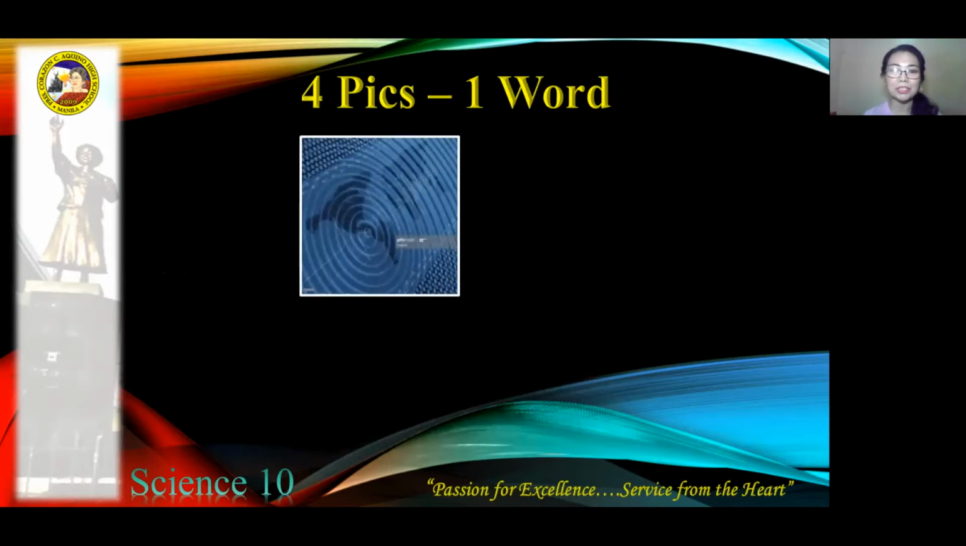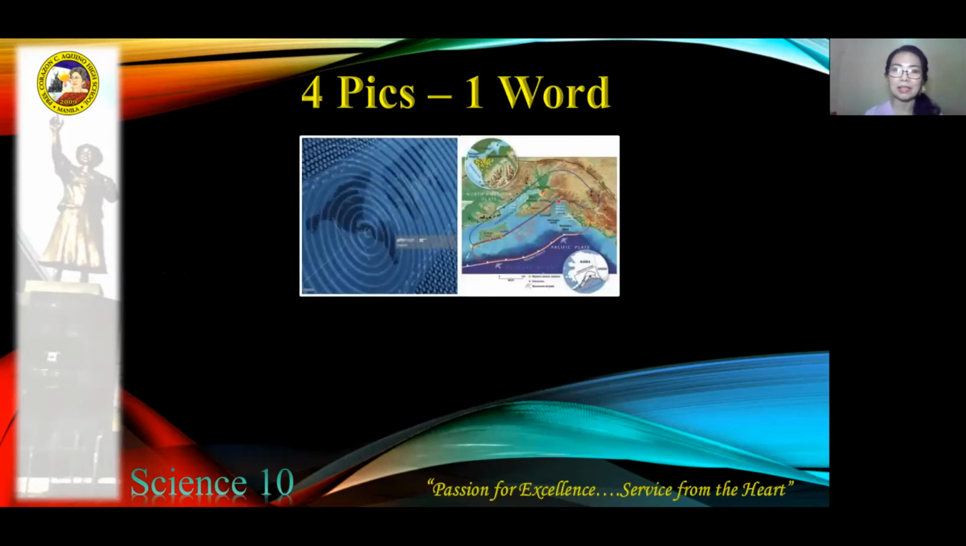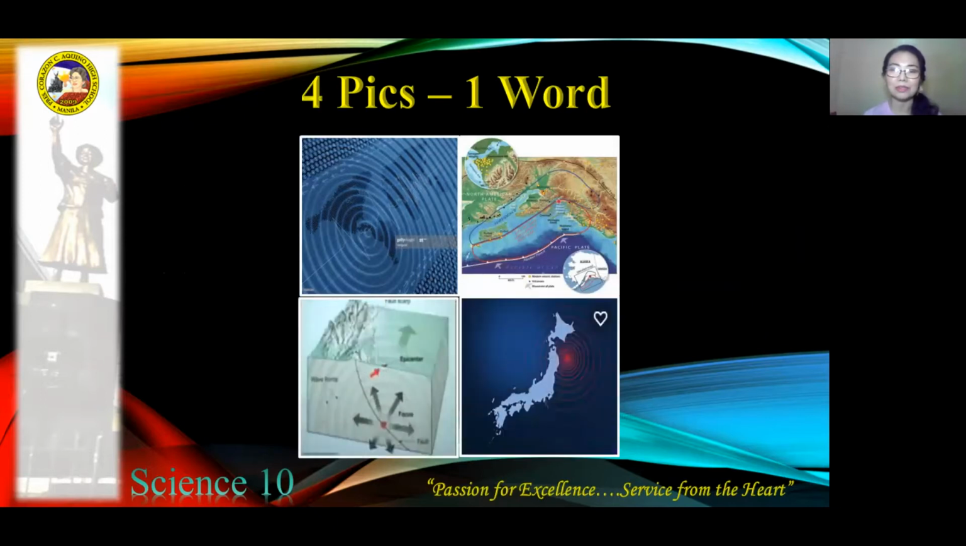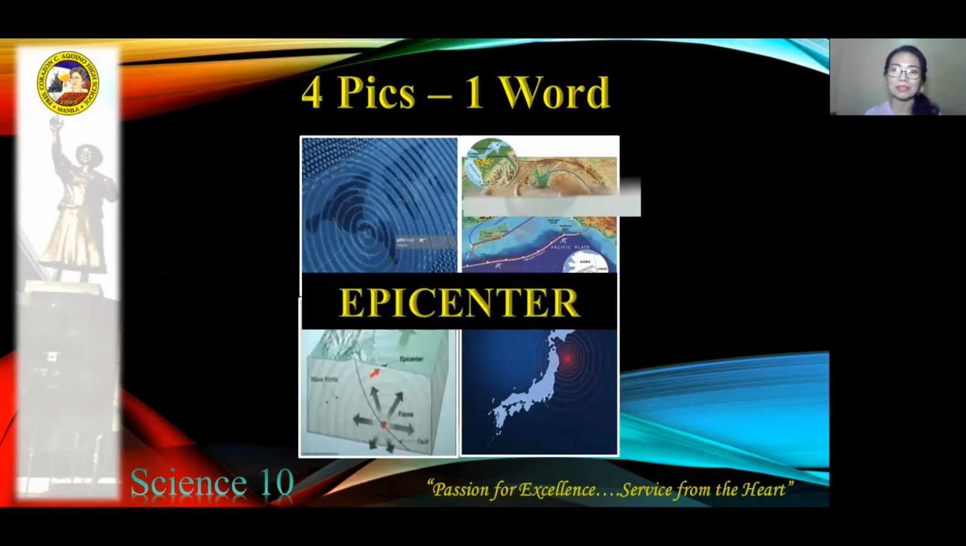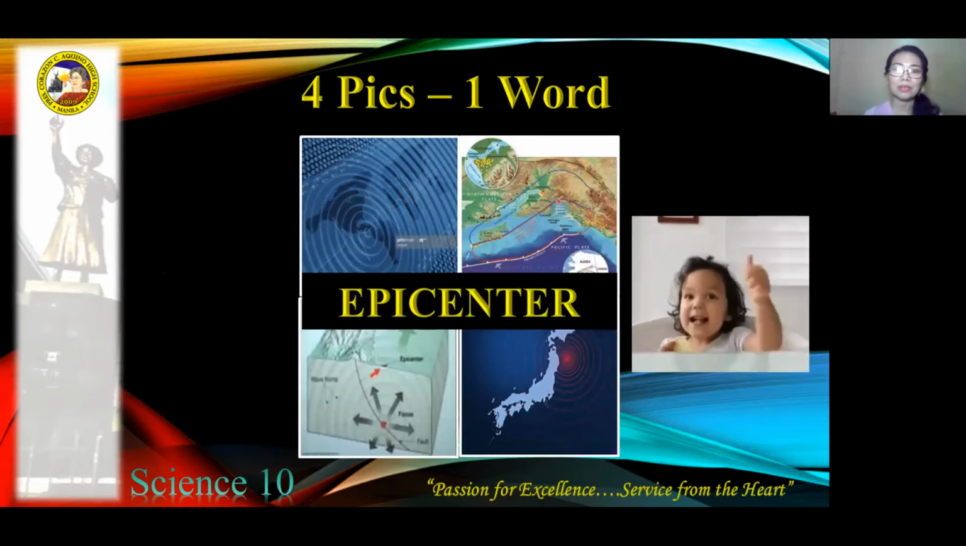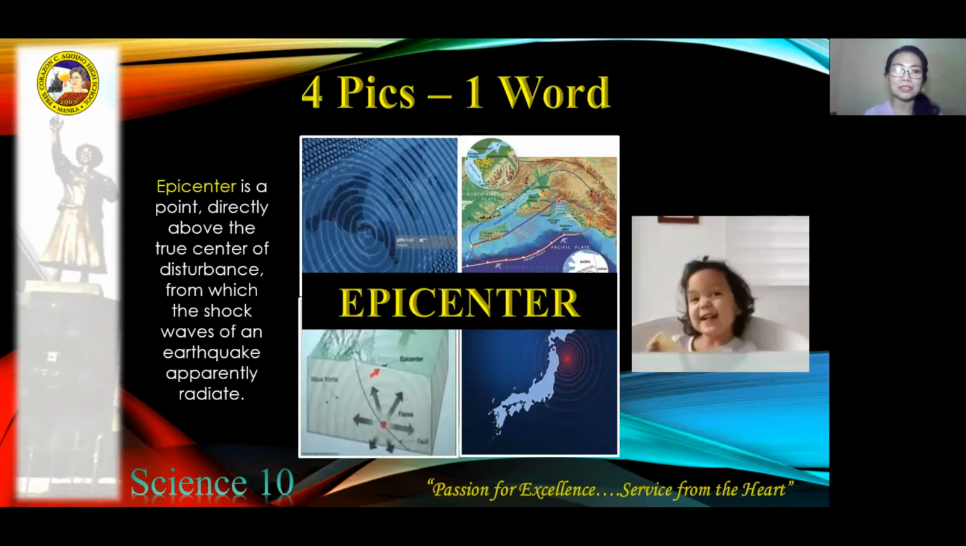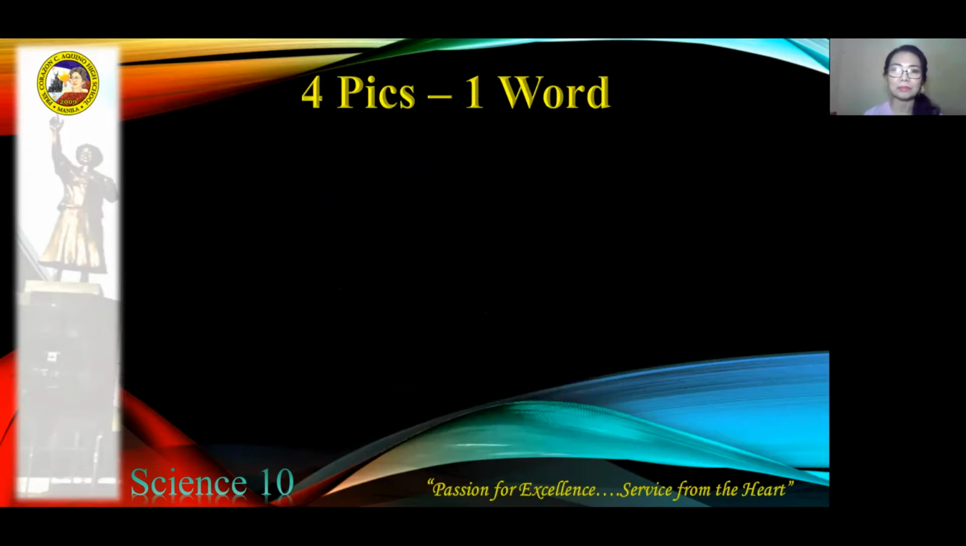We have the first picture, the second, the third, and the fourth. So what is the word? It's epicenter. Oh, the baby girl approves your answer. Epicenter is a point directly above the true center of disturbance from which the shock waves of an earthquake apparently radiate. And now the last word.